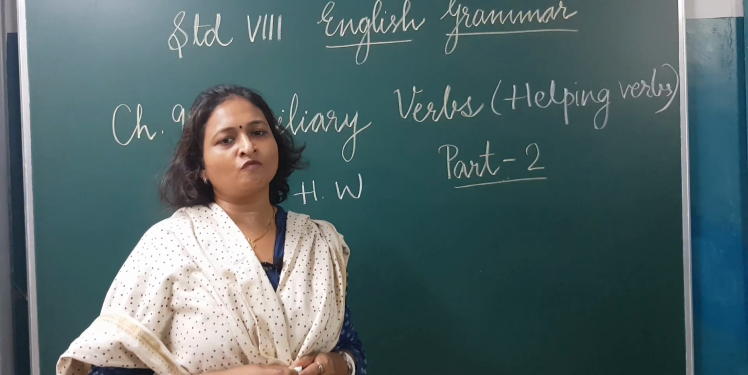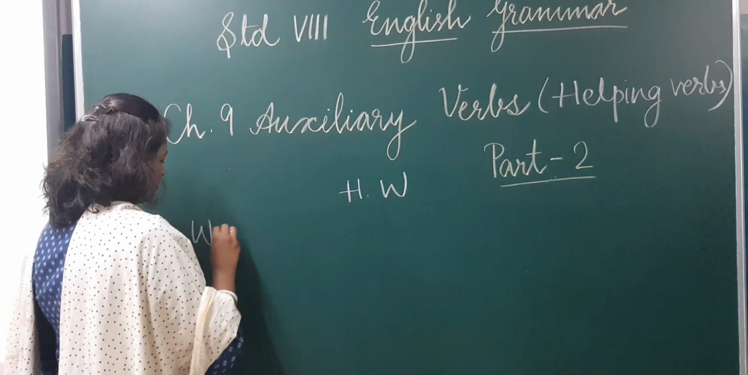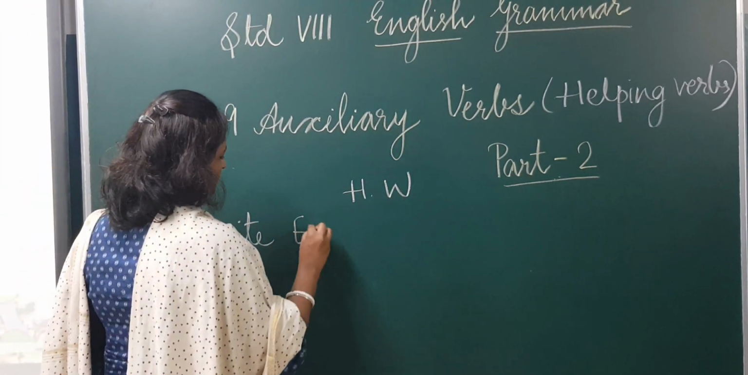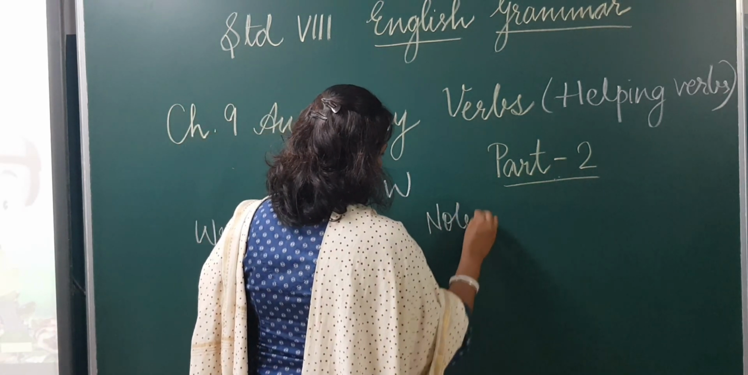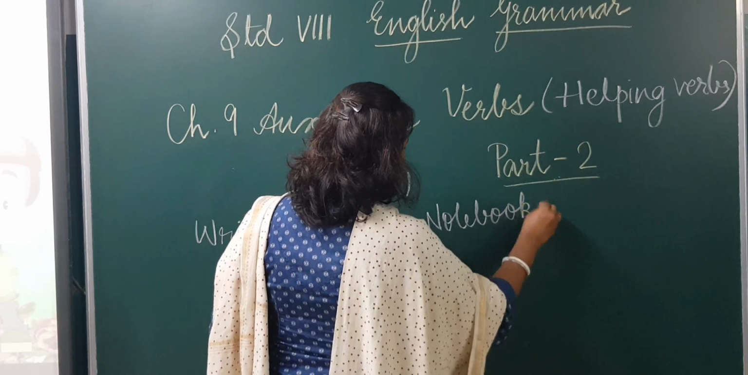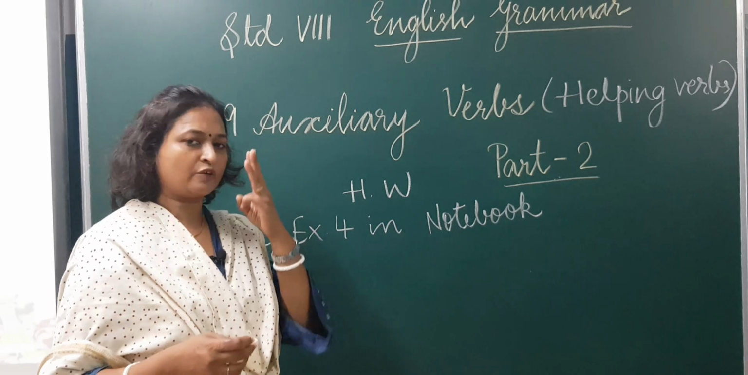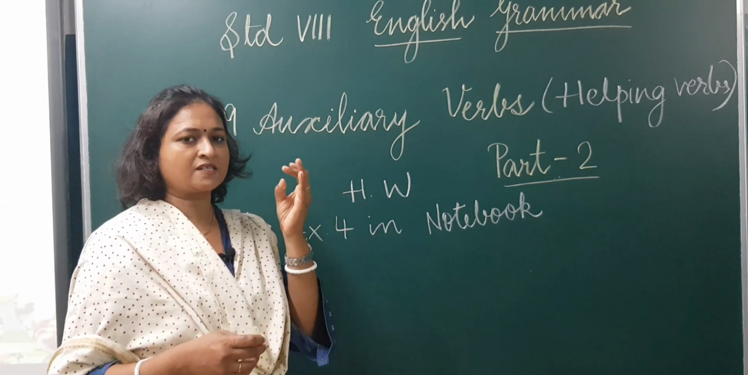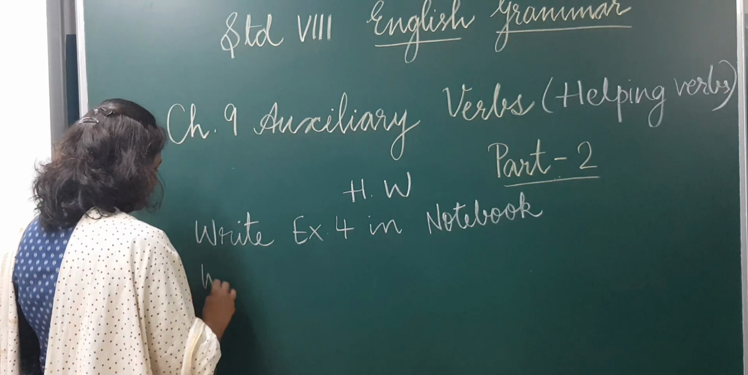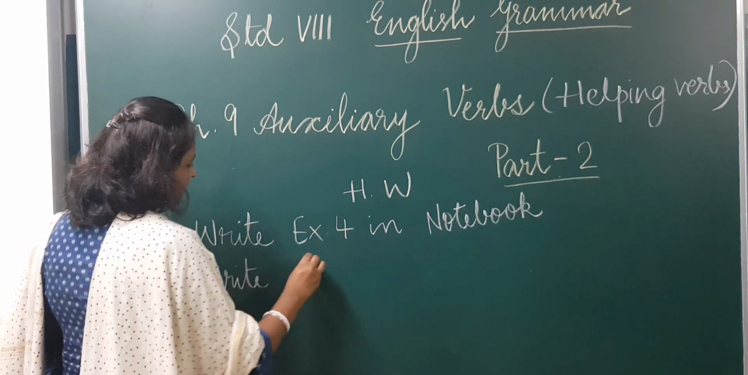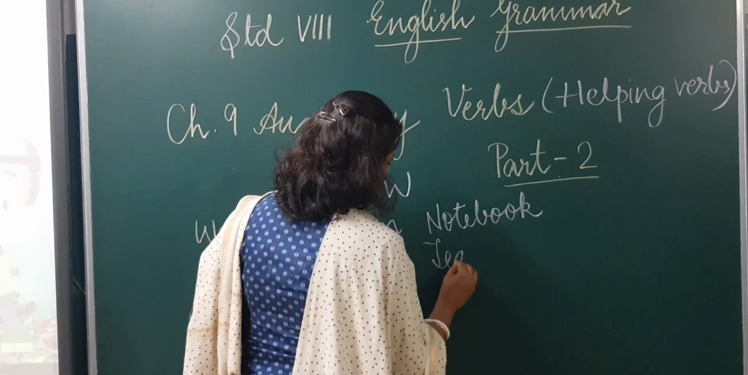So, children, it's homework time. Today you will write exercise 4 in your notebook. Clearly mention the negative, interrogative and short answer sentences. You remember that exercise, no, where you have to write three: negative sentences, interrogative sentences and short answers. Then you will write exercise 5 in the textbook. Okay.